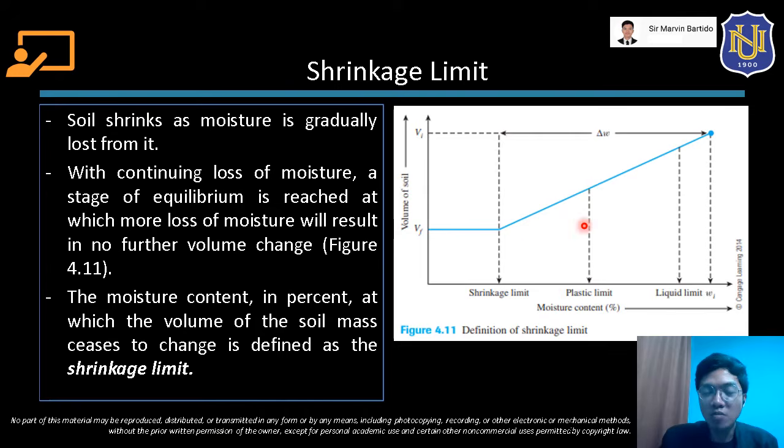Okay, so class, take note that from the liquid limit down to the shrinkage limit, our soil is fully saturated. This means there are no air voids here, so the only voids are filled with water. Since here, our soil particles are surrounded by water, that is why they have a cohesive nature. So just take note of that.